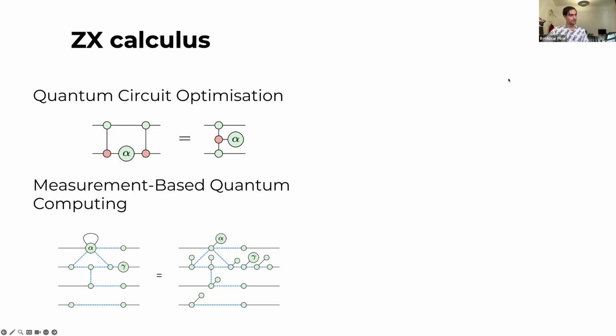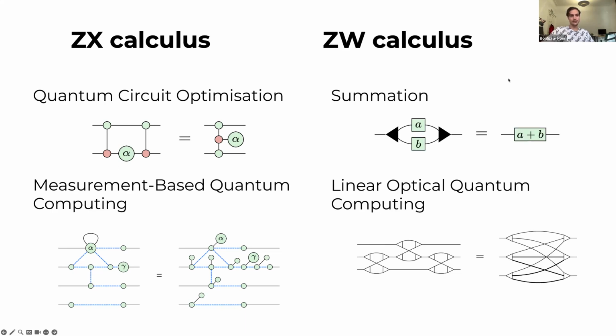Its most well-known applications are circuit-based quantum computing. Here we can do quantum circuit optimization, error correction, but it's also really good for MBQC. And there are other kinds of calculi too. One example would be the ZW calculus. The ZW calculus is a different calculus with different applications. It is good to reason about linear optical quantum computing, and we can also express the summation of diagrams very neatly in this calculus.